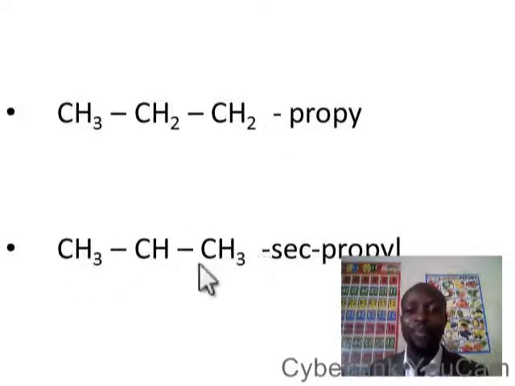This is filled up. There is something to join here. So if what you are joining is in the middle, you call it sec propyl. This one is filled up, the middle one needs to join. So if any parent name is coming, it must join to this middle one. And that is why we call it sec propyl.